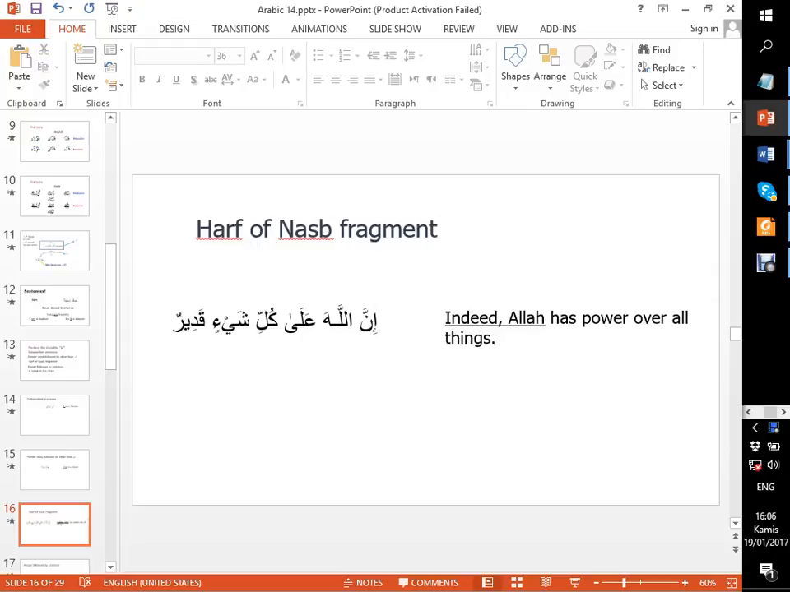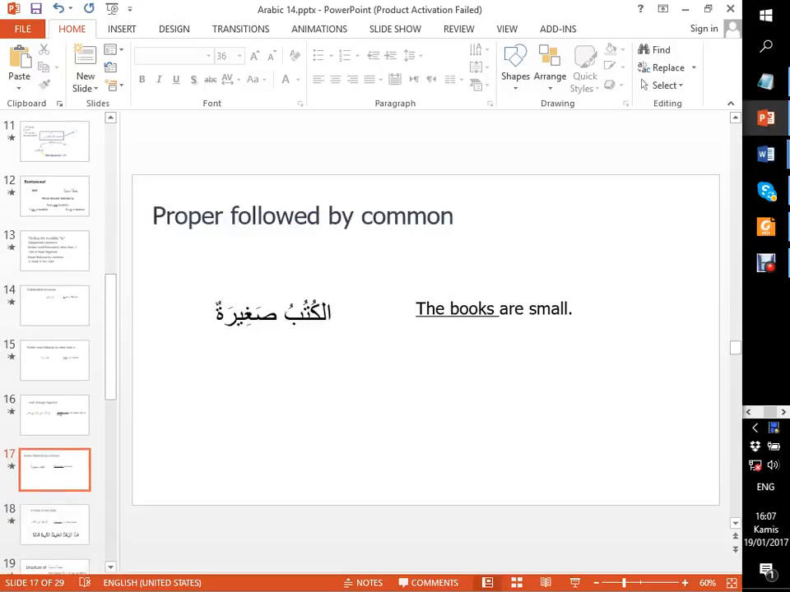And harf of nasb fragment. So inna Allah, it's the harf of nasb fragment. Indeed, Allah, you may insert to be in between. In this case, has, or in other cases is, or you can use that. And then proper followed by common. So if you have proper words followed by common, you can insert to be in between. Okay.